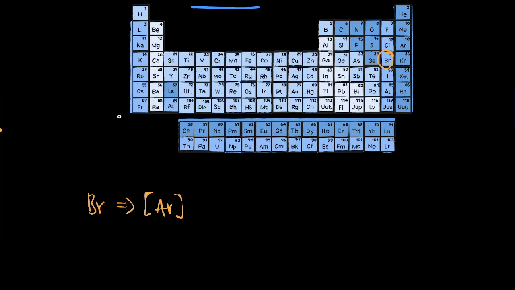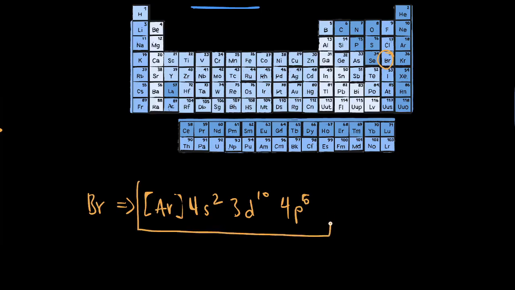And so we would simply start with 4s2. And remember, we're going to have to go to our 3d orbital first before we move on. So that is 3d10 and 4p5. That here is going to be the noble gas electron configuration for bromine.